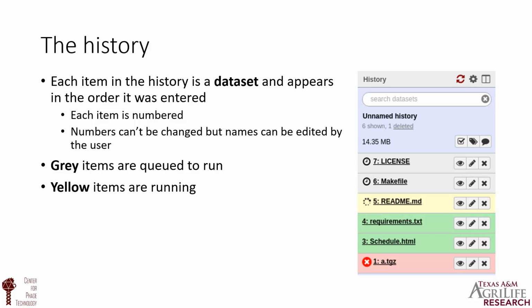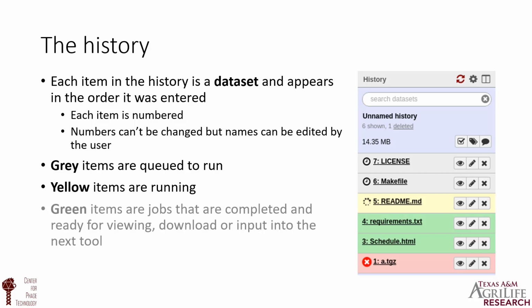Yellow items have been passed off to the tool and are currently running. The amount of time it takes for them to run is dependent on the tool which is being executed. Simple scripts might execute in only a few seconds. Certain analyses which are more intensive, like BLAST or InterProScan, might take several hours to complete. Green items are jobs that are completed and ready for viewing. They can be downloaded by the user, or they can be input into the next tool.